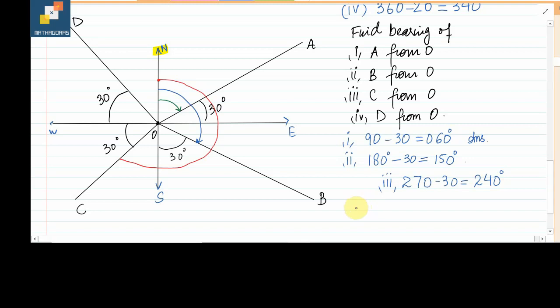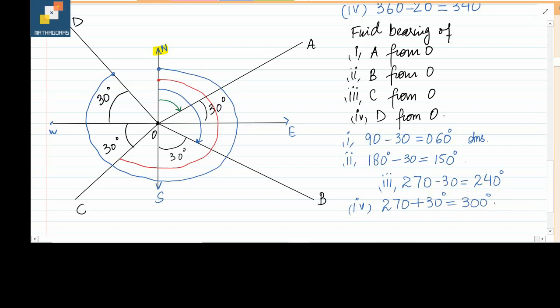Now the last part. In your last part, again the same scenario, starting from the north, driving my car, and covers 90, covers 180, covers 270, and now I need an extra 30 degree to reach the point D. So it will be 270 plus 30 degree, that is 300 degree.